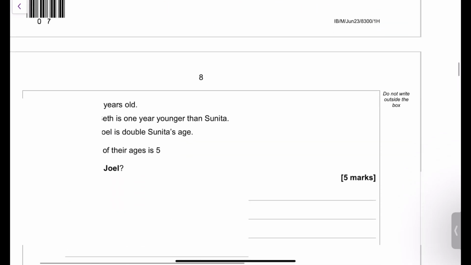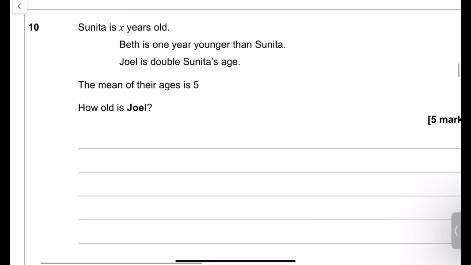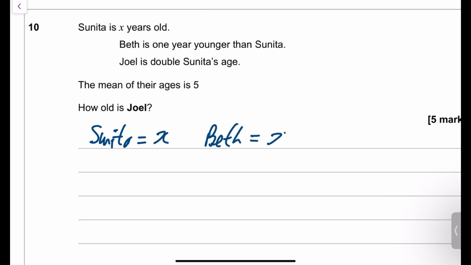Where are we? Oh, did I miss one? No. Here we are. Right. Sunita is X years old. So that's Sunita's X. Beth is 1 year younger than Sunita. So let's just write these down. Sunita, she's X. Beth is 1 year younger, so X minus 1. Joel is double Sunita's, so Joel is 2 times Sunita's.